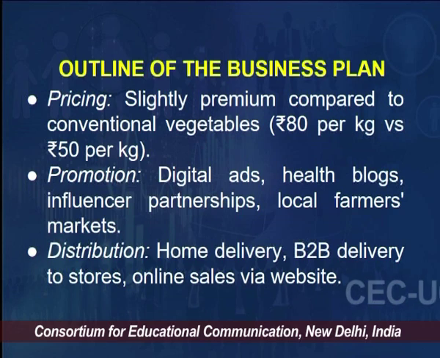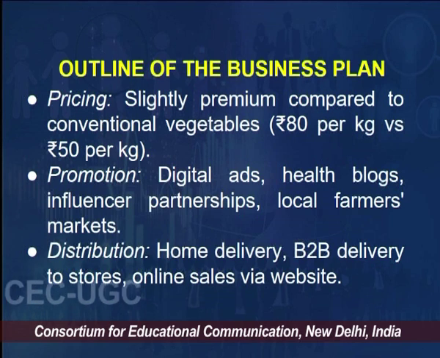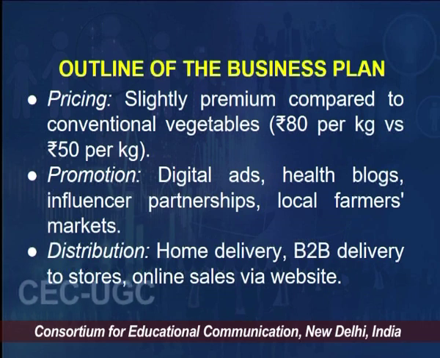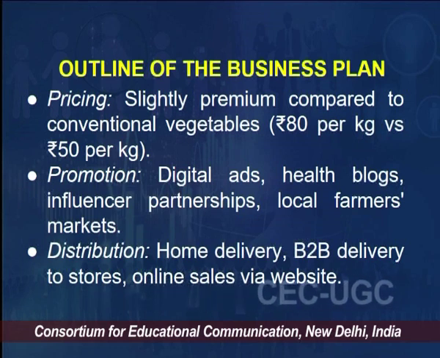The pricing is slightly premium compared to the conventional vegetables, that is 80 per kg versus 50 per kg. So there's a difference of 30 rupees per kg, which is owing to that organic feature. Now coming on to the promotion: the digital advertisements, the health blogs, influencer partnerships, the local farmers markets, etc.